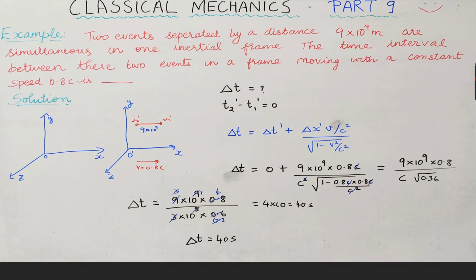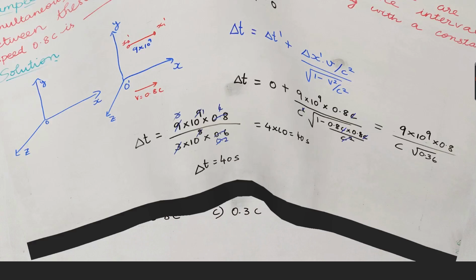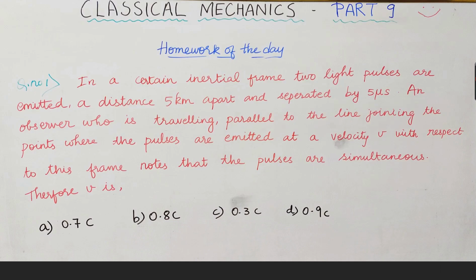So this is okay. I give you a homework problem which is similar to this problem. So you're going to use the same formula. This is a hint. Here I have given you the distance, and I have given you the time difference also, and I have asked you to find velocity v. So you have to fit it in the formula and then find the velocity.